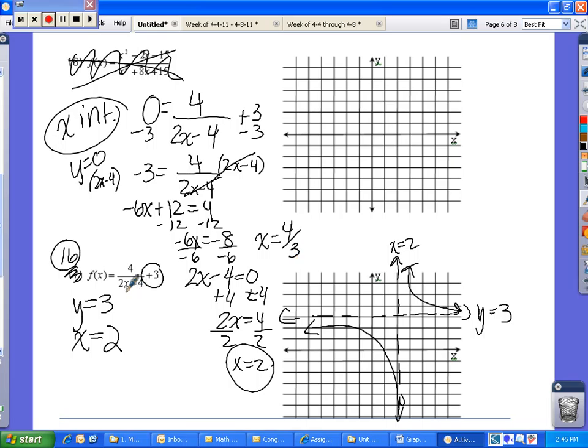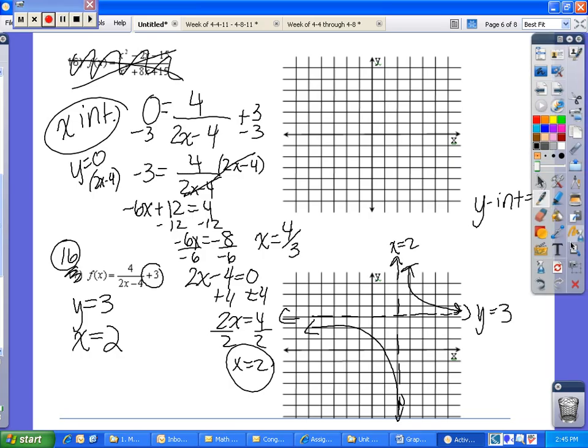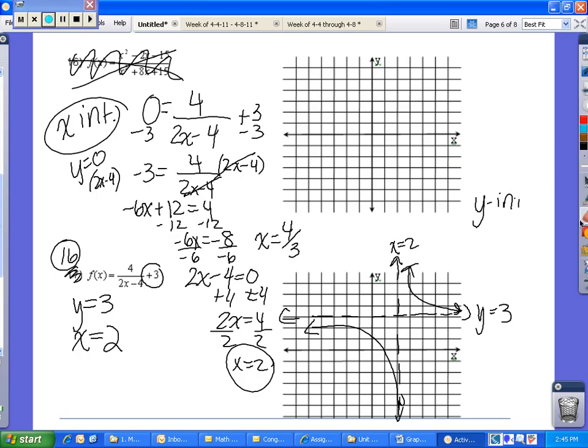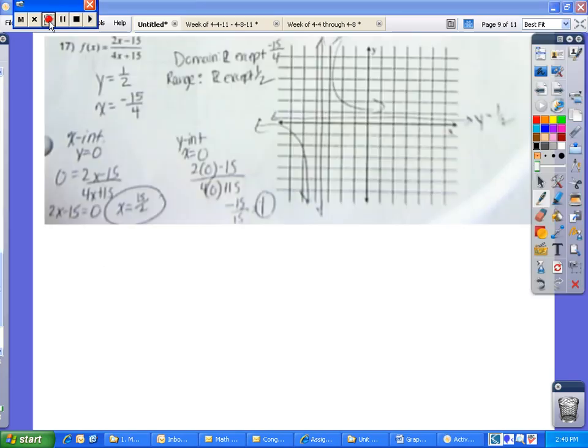Your y-intercept is just when x is 0, which you can see it's going to be 4 over negative 4. That's negative 1, and negative 1 plus 3 is 2. So your y-intercept is equal to 3. I'm sorry, your y-intercept is equal to 2. Alright, so we're going to move on. I'm just going to go ahead and post the rest of them, and then you can check your work.